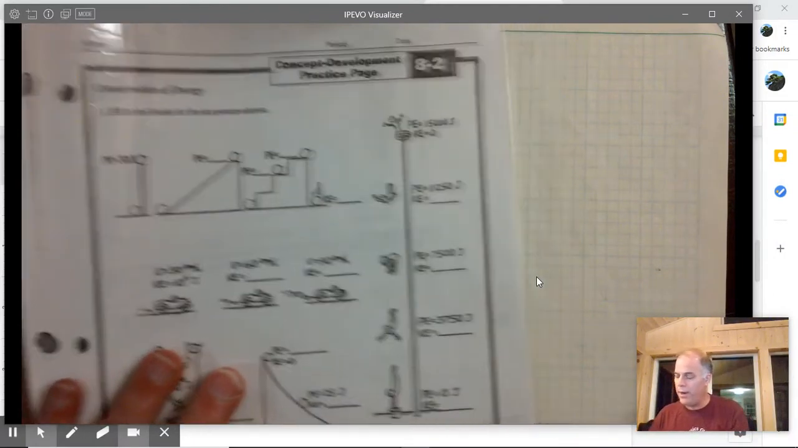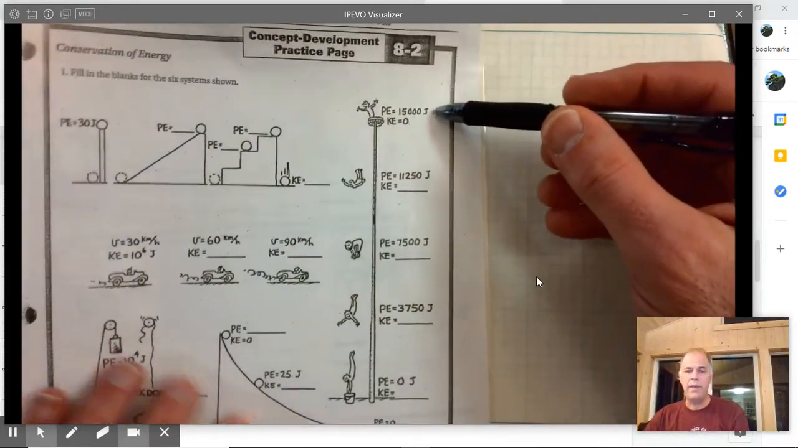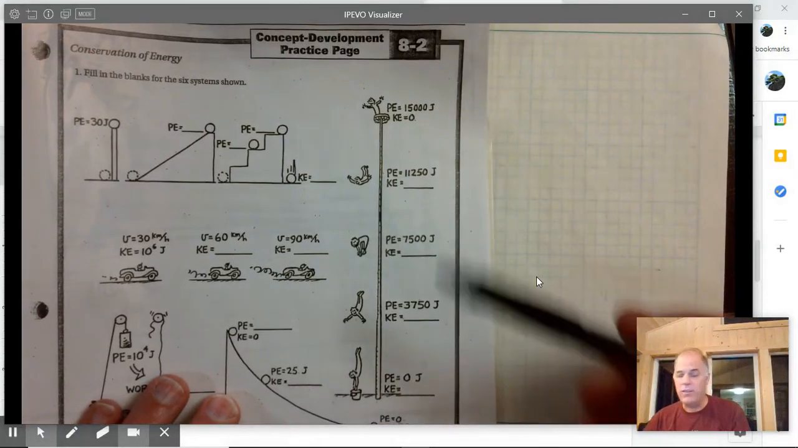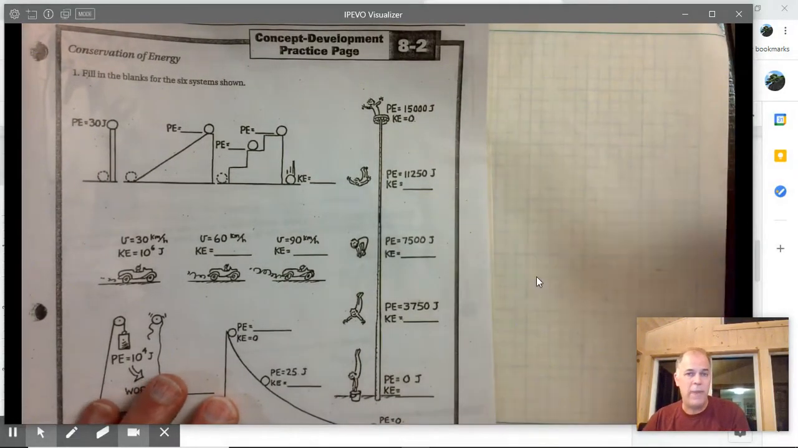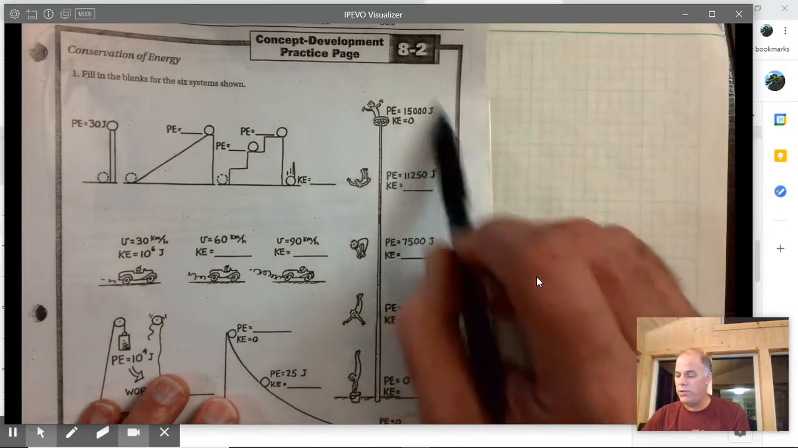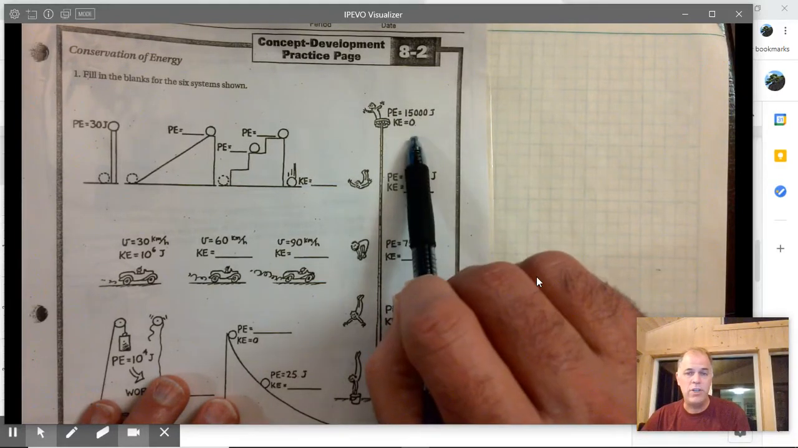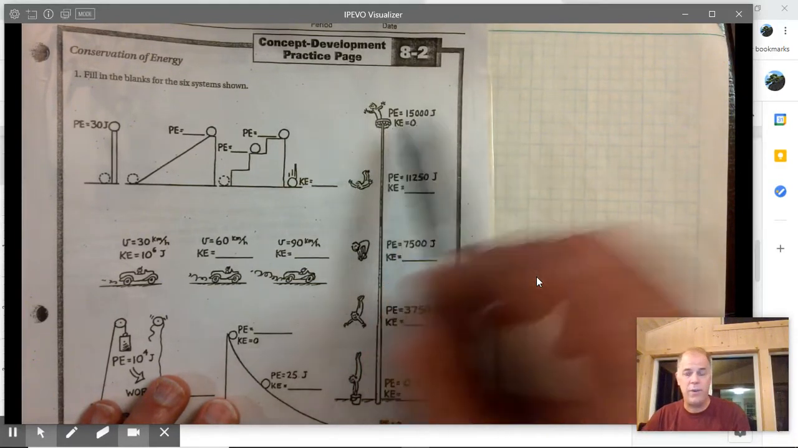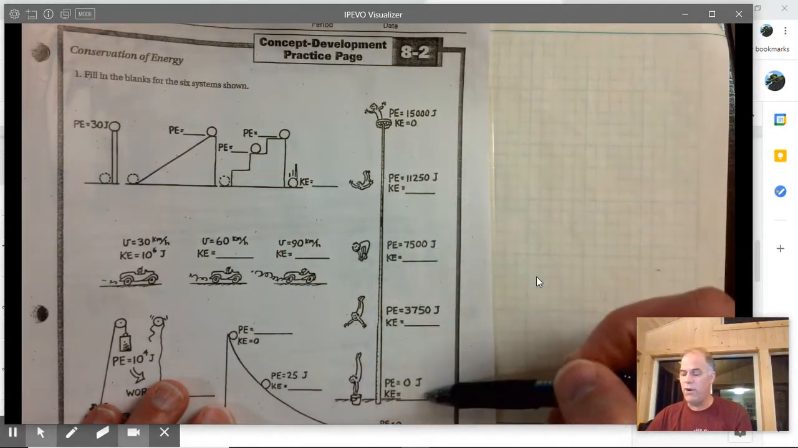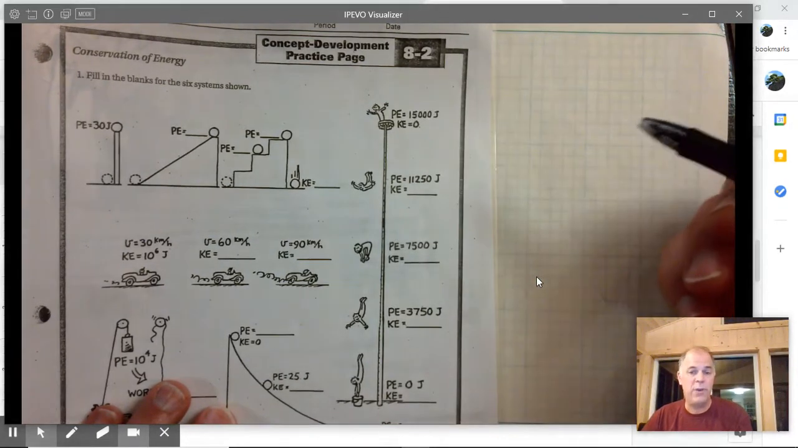So for example here, we have a high diver up at the top of the platform here, diving into a bucket of water. And the idea here is that the total energy of the system never changes. Energy is conserved. So he has 15,000 joules of potential energy at the top, and he's not moving, so the kinetic energy is zero, but the total energy is 15,000. And as he comes down, more and more of his energy is converted into kinetic energy, but the total is always 15,000.